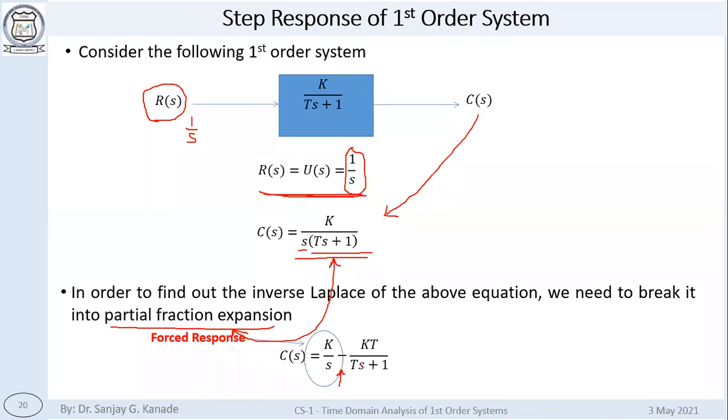But recall that this first part, K by S, is called the forced response. And the second section of this is called the natural response of the system. Now I'm going to take it again here. C of S is equal to, I've just taken K common from both the terms, K into (1 by S minus T upon (TS plus 1)).